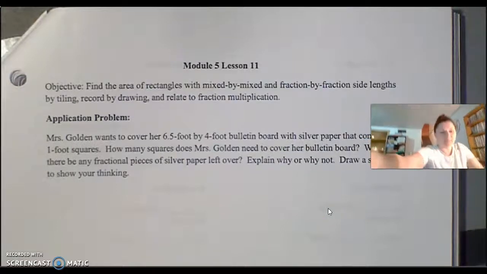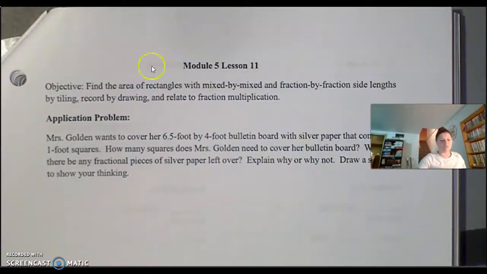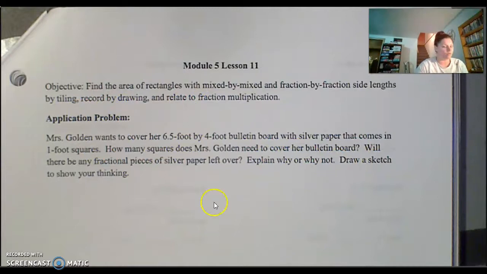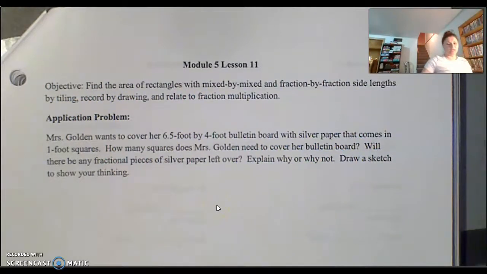Again, guys, this is Module 5, Lesson 1. Our objective for this lesson is to find the area of rectangles with mixed by mixed and fraction by fraction side lengths by tiling, record by drawing, and relate to fraction multiplication. So very similar to what we did in the last lesson.